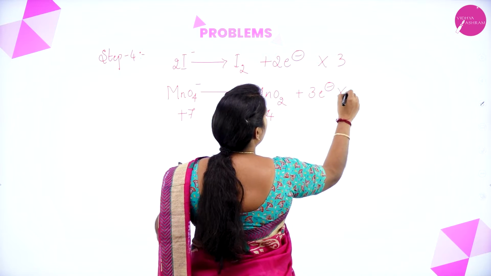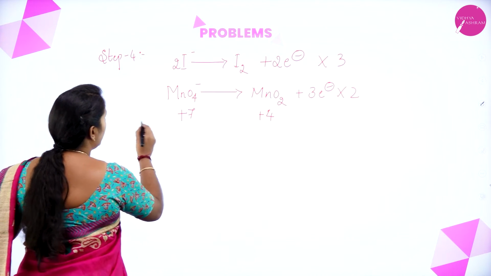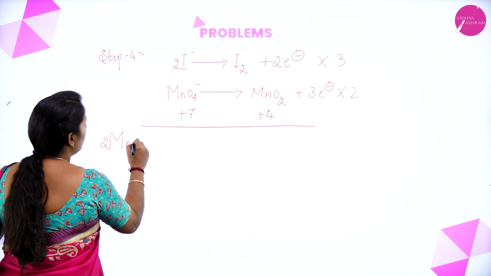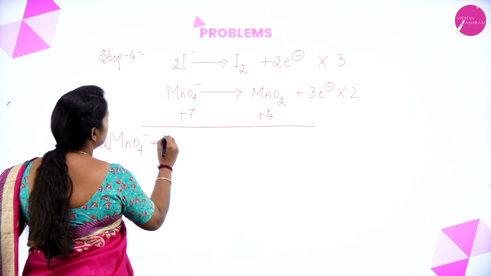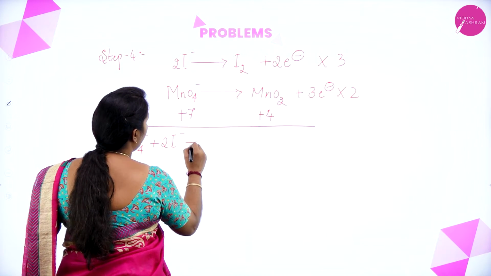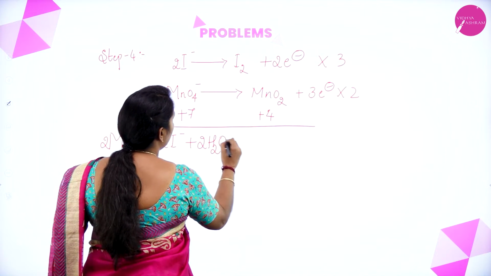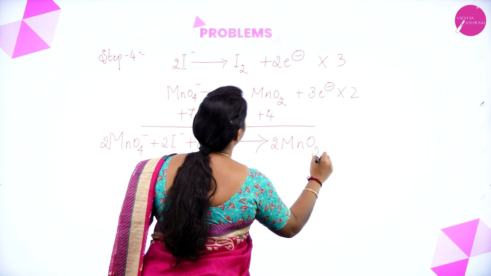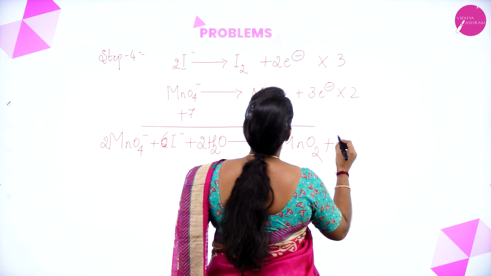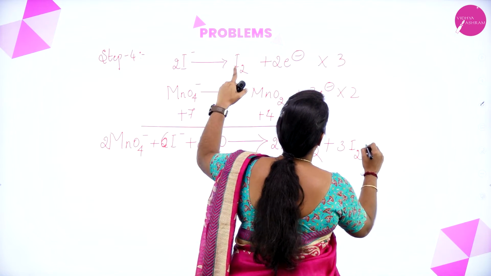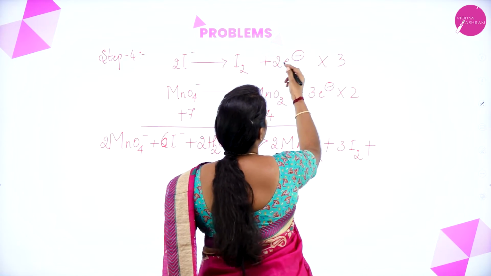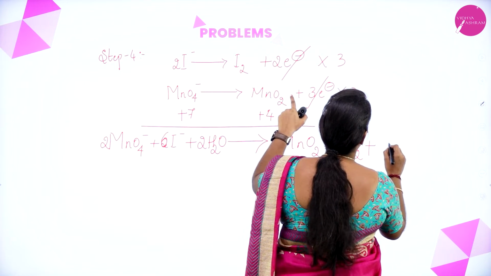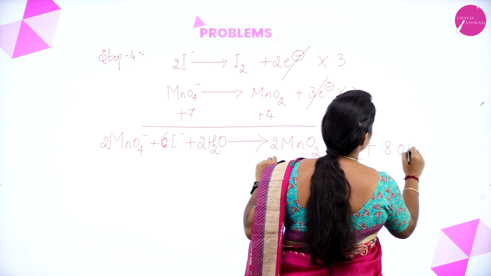For my convenience, I will multiply it with the 3 and 2 in the entire equation. So I can write it as 2MnO4 minus plus 2I minus plus 2 water molecules, which give rise to 2MnO2, 6 iodine, plus 3I2. The 6 electrons will cancel each other. Then it will be multiplied with the 8. 4 2s are 8 OH minus ions.